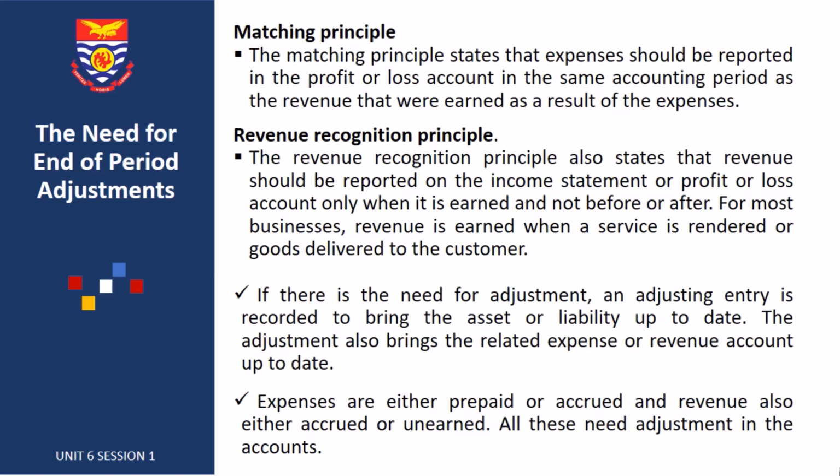Transactions are analyzed and recorded in the books when they take place. In the same manner, each account balance and the economic events that affect it are reviewed to determine whether an adjustment is needed. If there is a need for adjustment, an adjusting entry is recorded to bring the asset or liability up to date. The adjustment also brings the related expense or revenue account up to date. Expenses are either prepaid or accrued, and revenues are either accrued or unearned. All these need adjustments in the accounts.